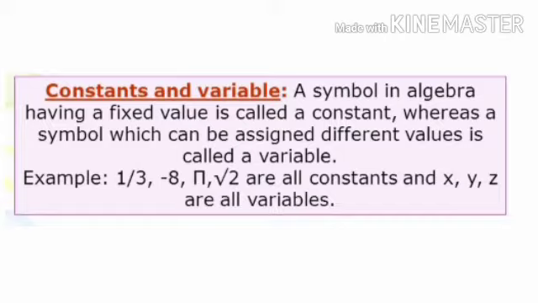For example, 1/3, -8, pi, which is equal to 3.14, root 2, which is equal to 1.414 are all constants, and x, y, z, all the letters are all variables. Commonly, variables are represented by small letters.